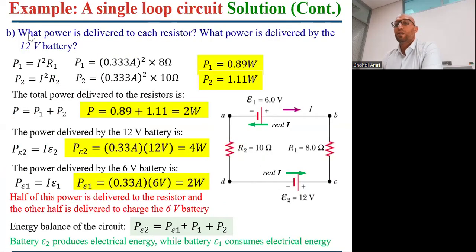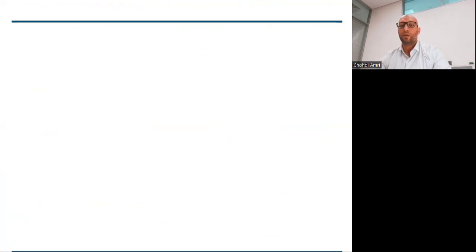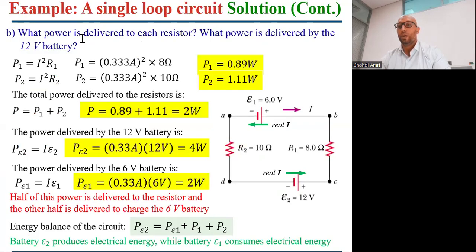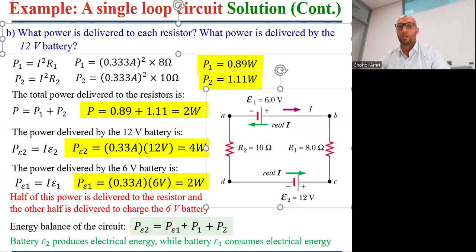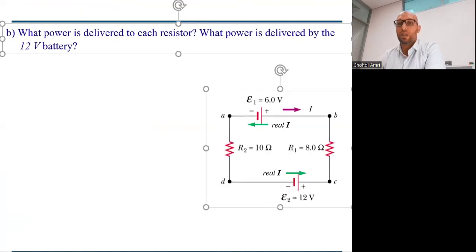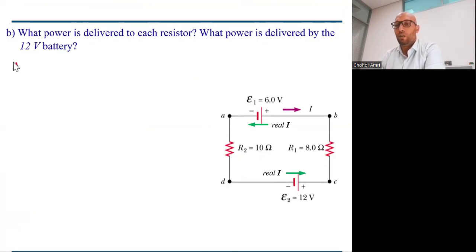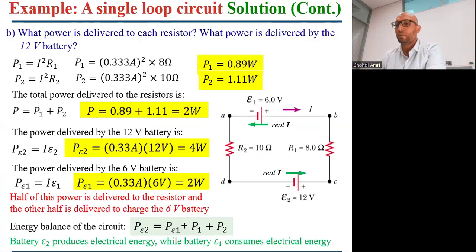Let's continue. Question B said, what is the power delivered to each resistor? And what power is delivered to the battery? To answer this question, we need the current, but we already calculated this current. So the current, as we said, how much? The real current is 0.33 ampere.